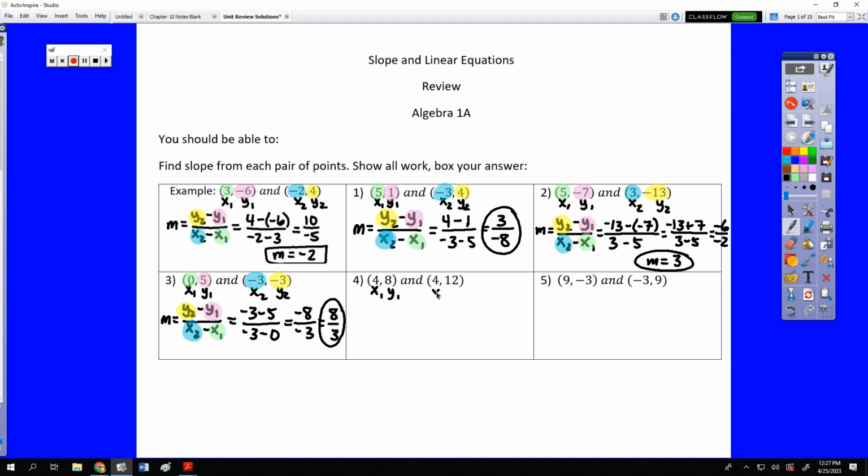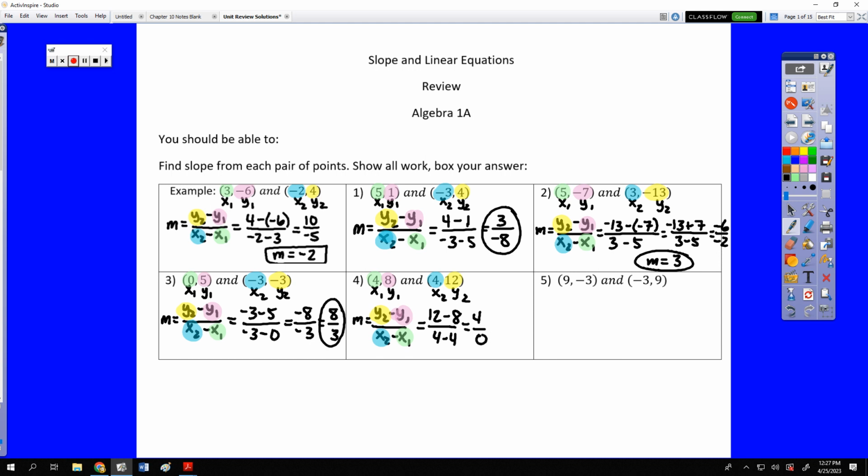x1, y1, x2, y2. Plug these into the slope formula: y2 minus y1 over x2 minus x1. Again, we're color coding to make sure everything gets in the correct place. 4 goes in for x1, 8 goes in for y1, this other 4 goes in for x2, and 12 goes in for y2. That gives us 12 minus 8 over 4 minus 4, which would be 4 divided by 0.